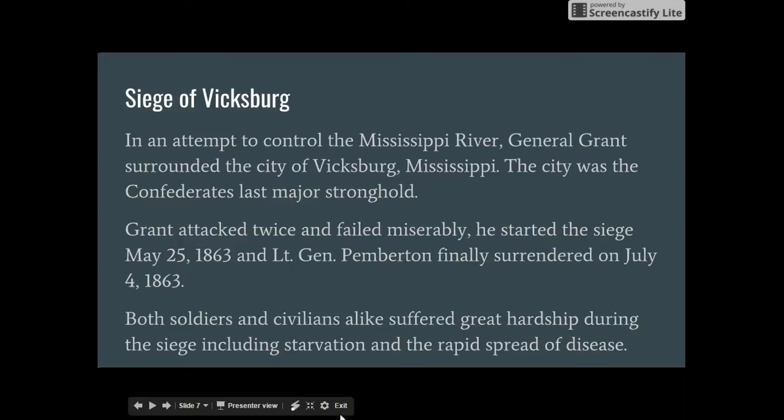They surrendered. By that point, their food was gone. They had very little, if any, clean water. People were dying of starvation. Disease was rampant. There were people resorting to eating the leather from their shoes. They were that hungry. And so the Confederate general finally said, "We can't win this. We're done."